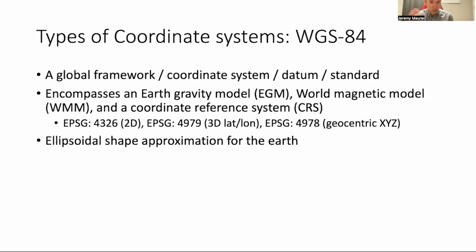Now, we've talked about the geoid. There is a standard geoid, which is used for North America. That's NAVD 88. The other kind of coordinate system that I mentioned was an ellipsoid, and we have a global coordinate system based on an ellipsoid, and that's WGS 84. And this is, of course, probably the most widely used reference frame.